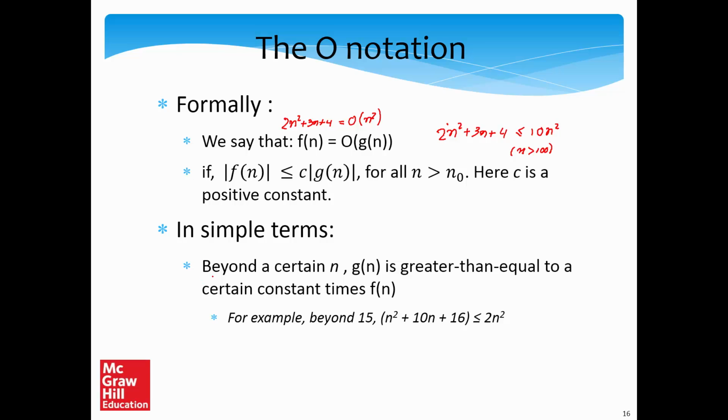So let's look at another example. In simple terms, what we are saying is that beyond a certain value of n, gn is greater than or equal to a certain constant times fn. For example, beyond 15, n square plus 10n plus 16 is less than or equal to 2n square. So in this case, we can say n0 is equal to 15 and c is equal to 2.